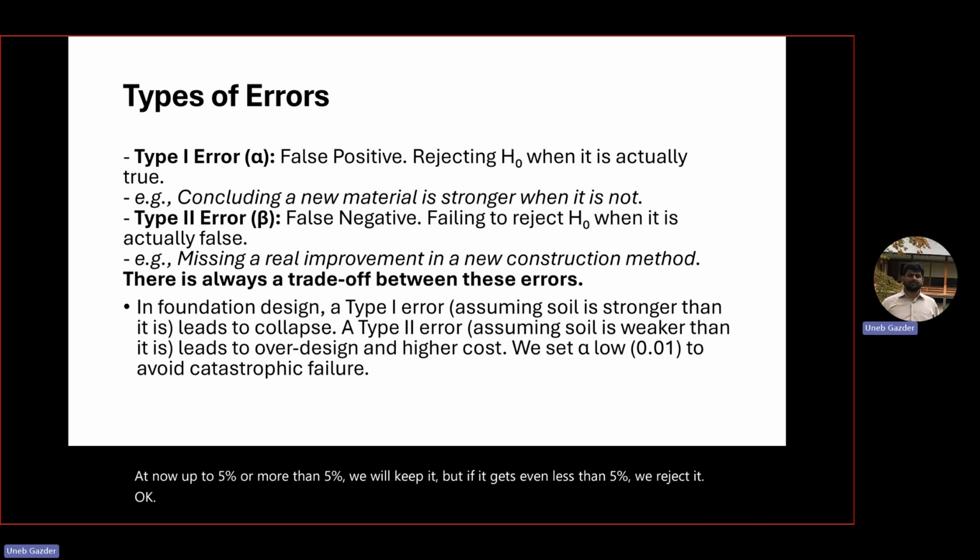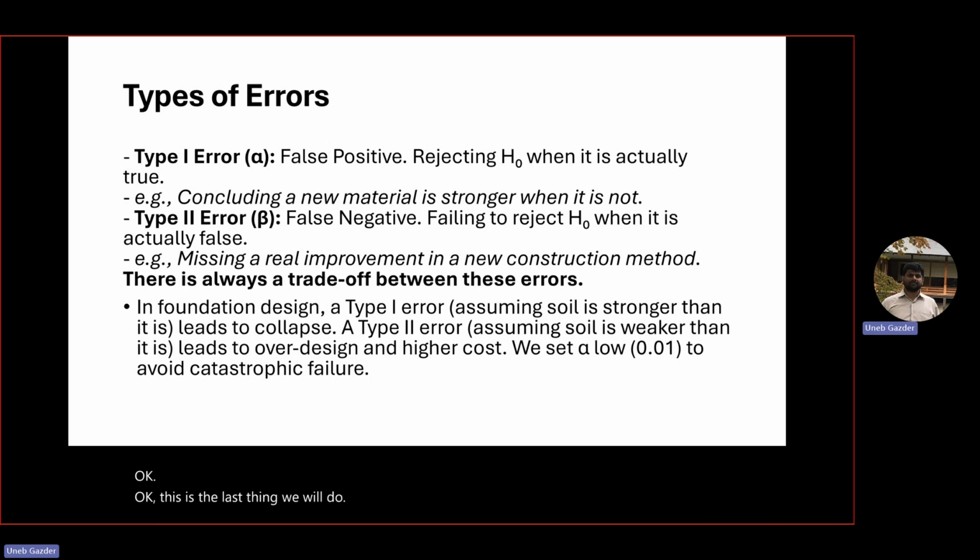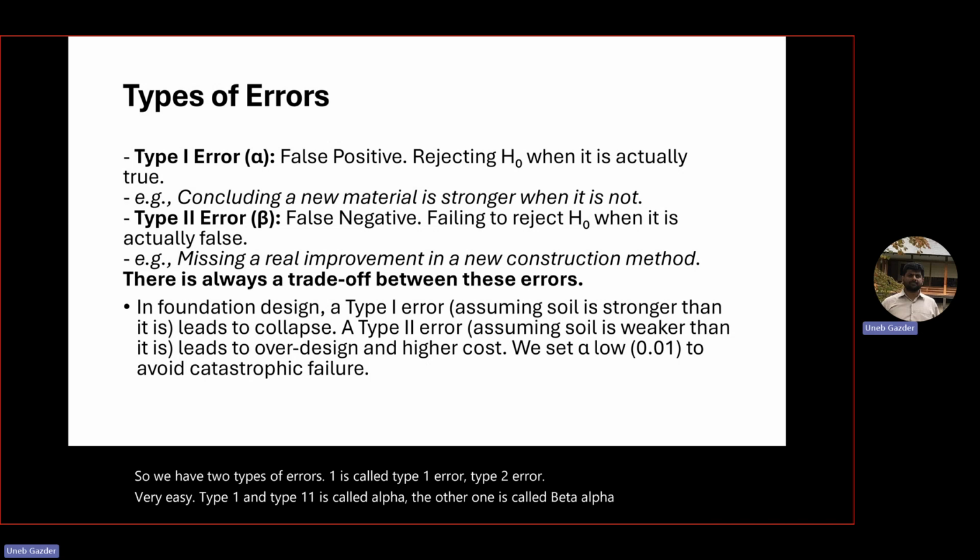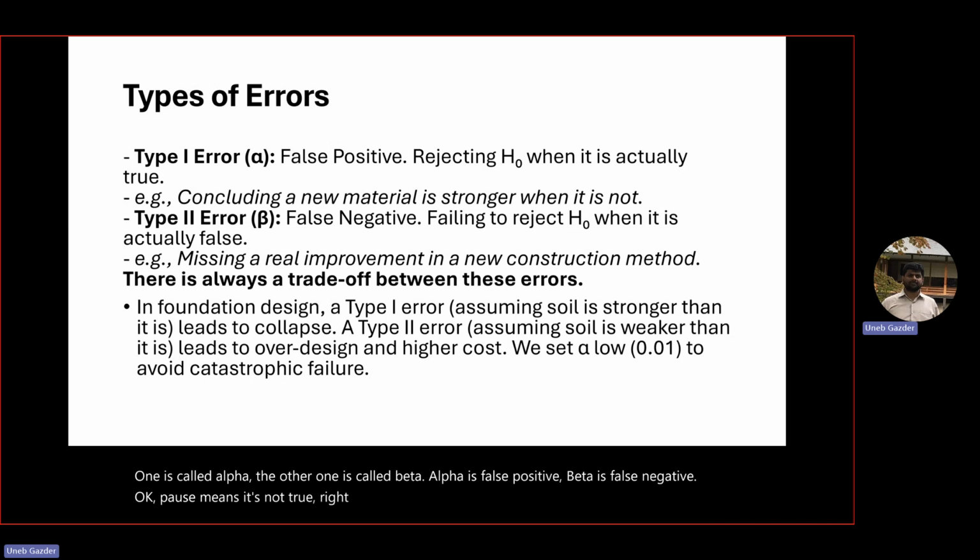This is the last thing we will do. After this is a code. So we have two types of errors. One is called type 1 error, the other type 2 error. Very easy, right? One is called alpha, the other one is called beta. Alpha is false positive, beta is false negative. False means it's not true, right? Don't confuse it with that. So for example, you are rejecting H naught when it is actually true.